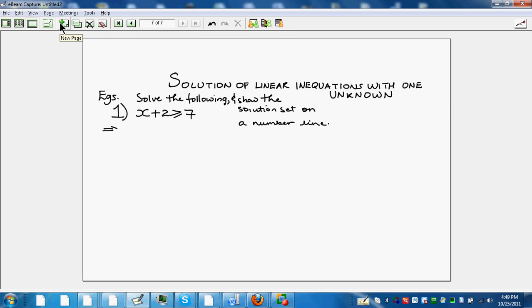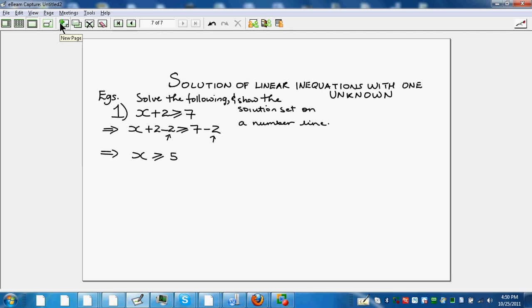The method is exactly like what we would have done for equations. So as an example, what we would do here, we would minus 2 on both sides. So we would end up with, if we're showing it step by step, x plus 2 minus 2 is greater than or equal to 7 minus 2. That would imply that x is greater than or equal to 5.